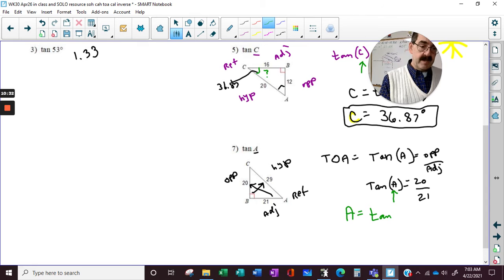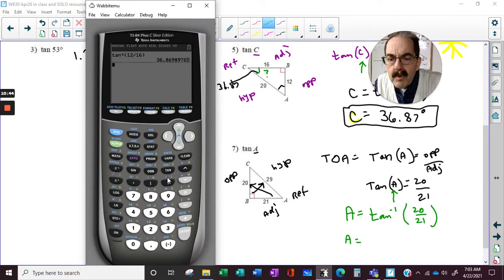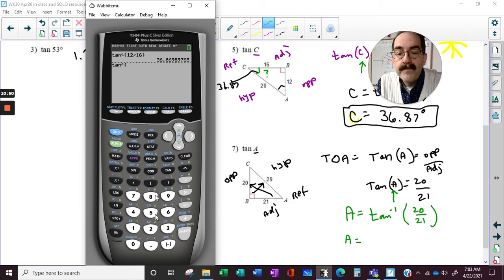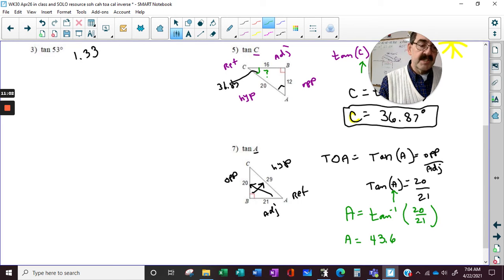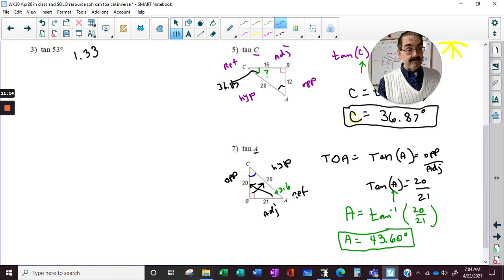So I'm going to write tan -1 of the ratio. Okay, so in this case, A is equal to, so we'll grab our calculator, and we're going to hit the inverse tan. Second inverse tan, see the little -1, of the ratio 20/21, close, enter, 43.60. 43.60 degrees. Make sure everybody puts the degrees. And if this is 43.6 degrees, we could take time and calculate the third one.